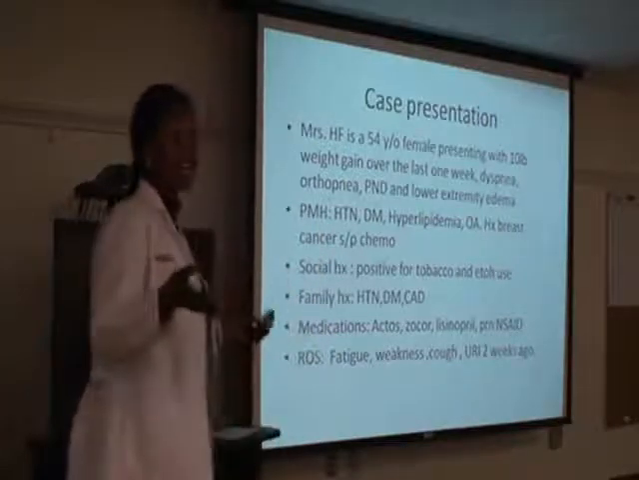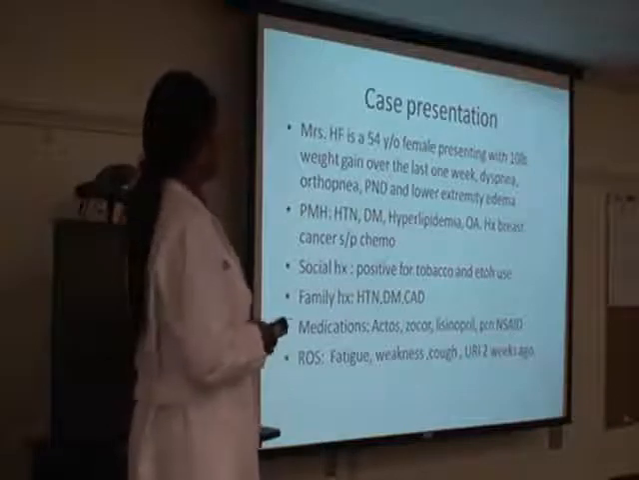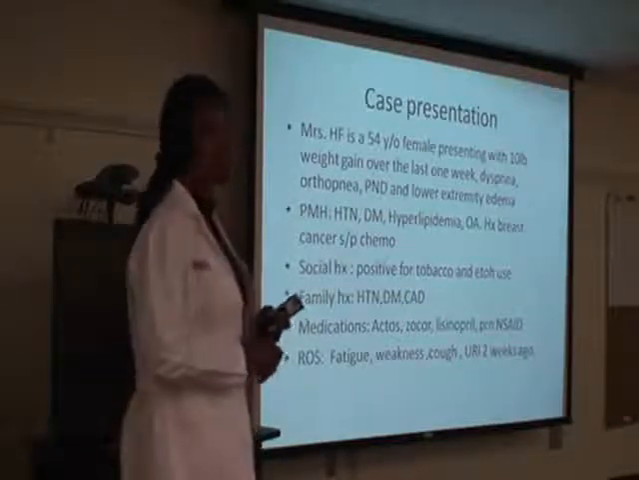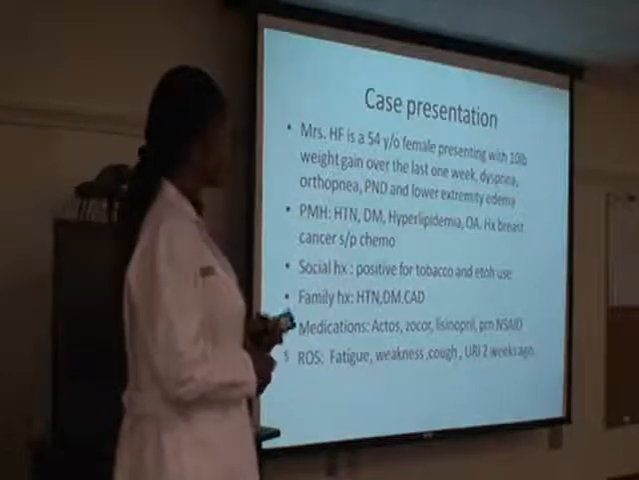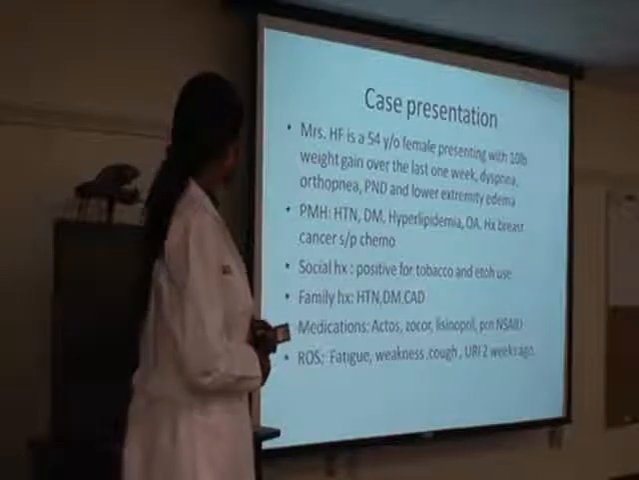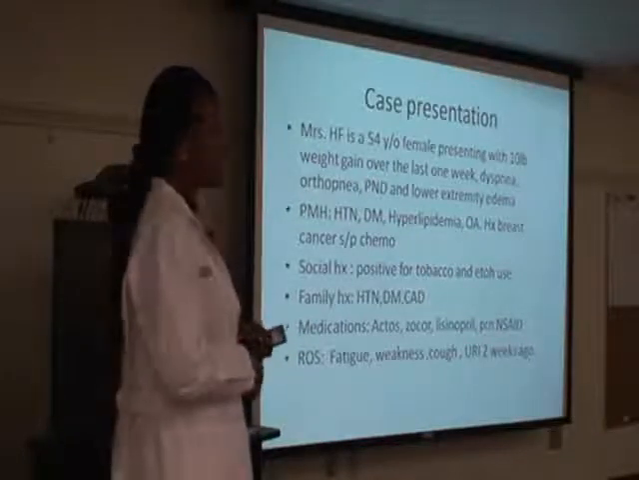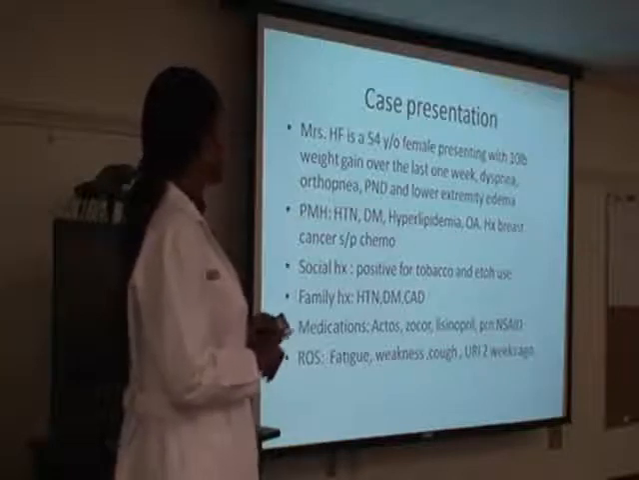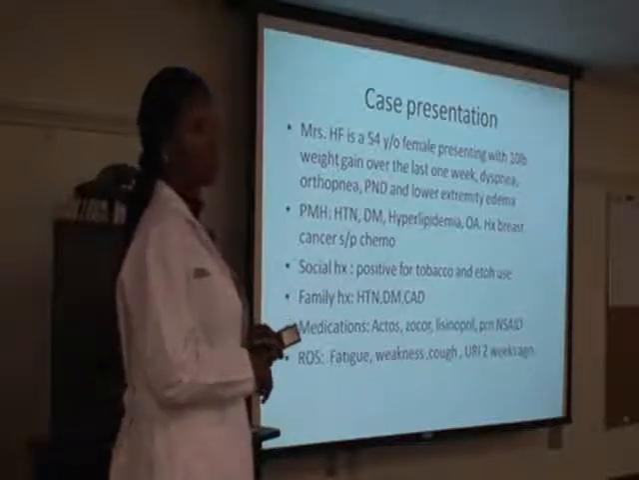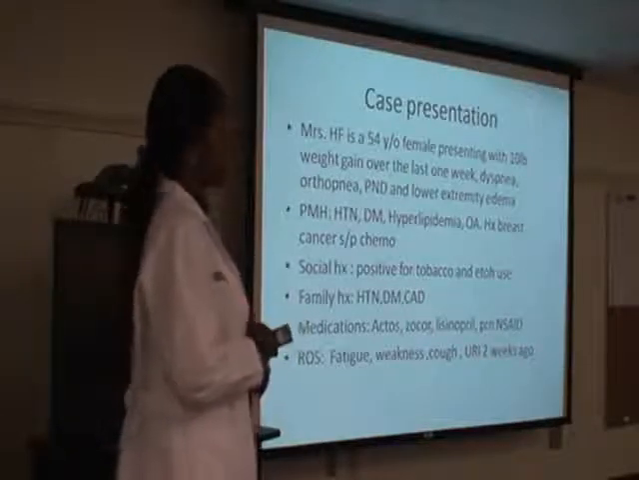So we'll start with a case presentation. Mrs. HF is a 54-year-old female. She's presenting with a 10-pound weight gain over the last 1 week, dyspnea, orthopnea, PND, and lower extremity edema. She has a past medical history significant for hypertension, diabetes, hyperlipidemia, osteoarthritis. She's also had a history of breast cancer status post chemotherapy. She drinks alcohol, and she also smokes cigarettes.